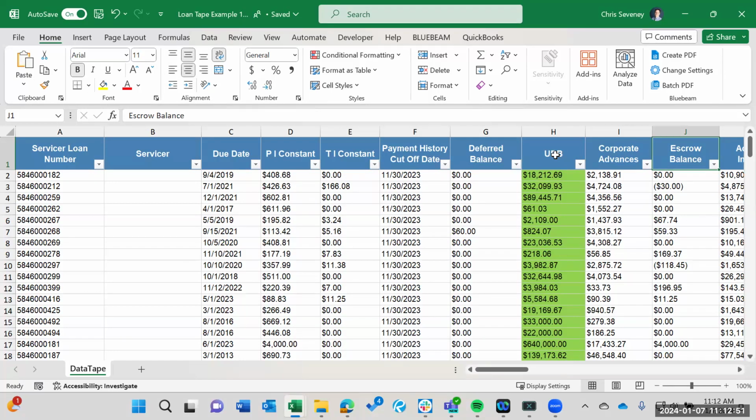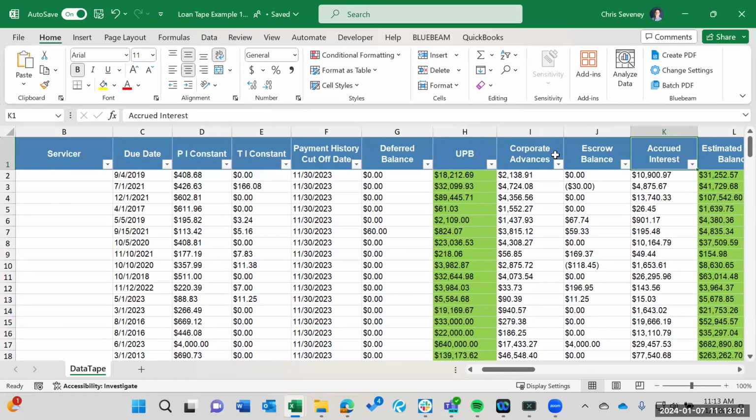My main focus in this video is to walk through really high level information of what is on these tapes. Accrued interest is the amount of interest that's accrued since the next due date. So the next due date on this top loan is from 9/4/2019. So since that date, there's been almost $11,000 of interest accrued.